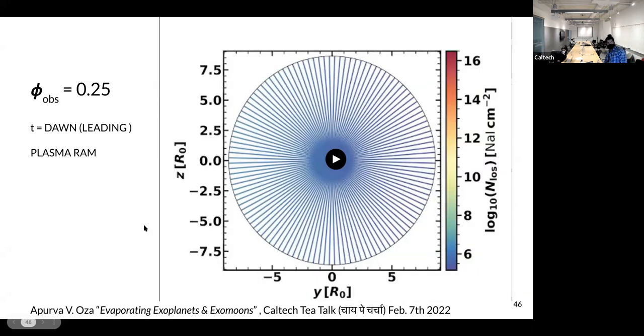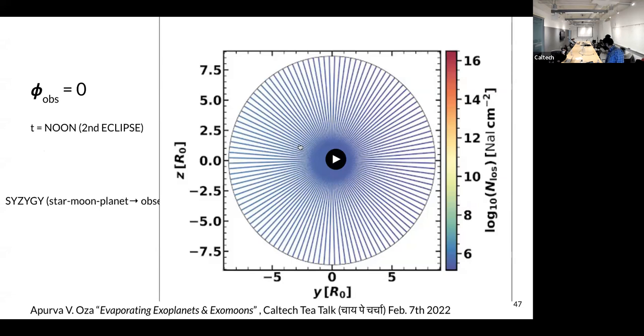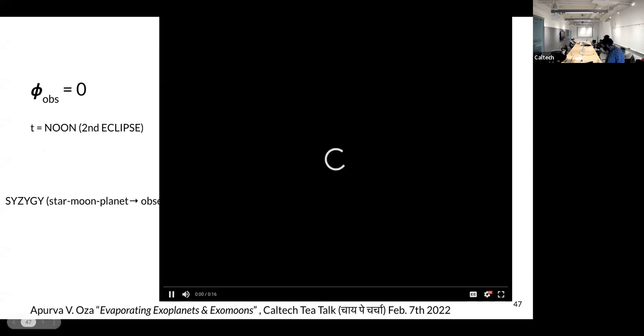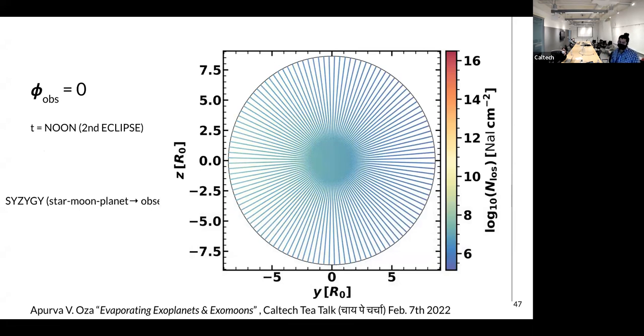And so that's what we call a phase angle of 0.25, so it's leading the moon. It would be at planetary dawn. So let's see, what does it look like if it's at noon? So behind the planet, here, as it loads, it's actually being occulted behind the planet.